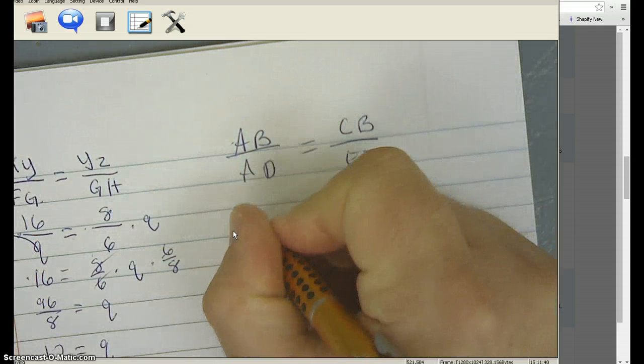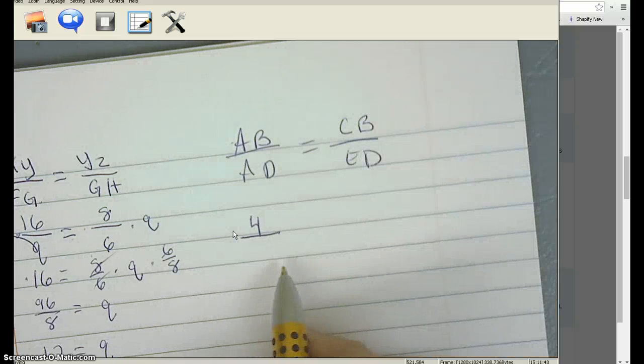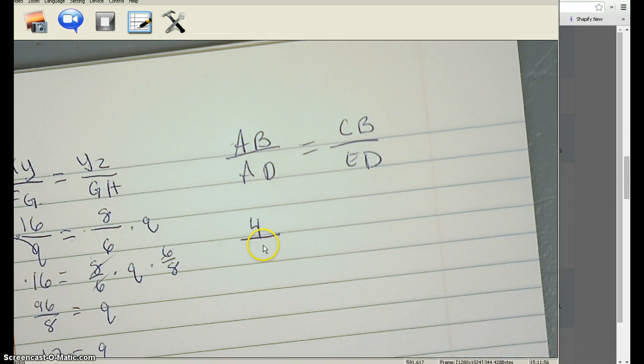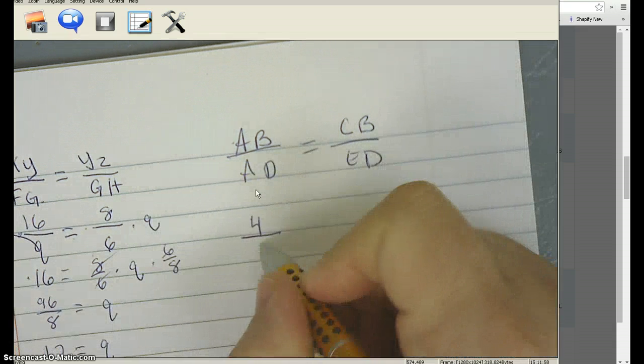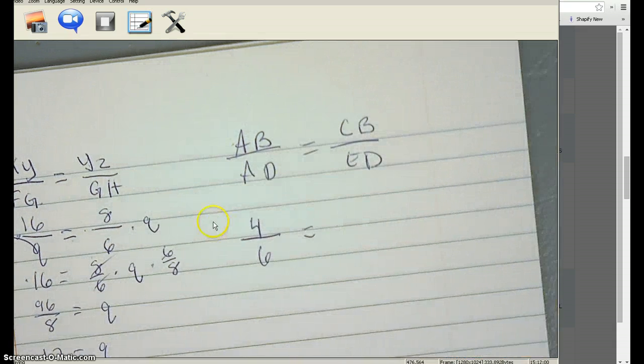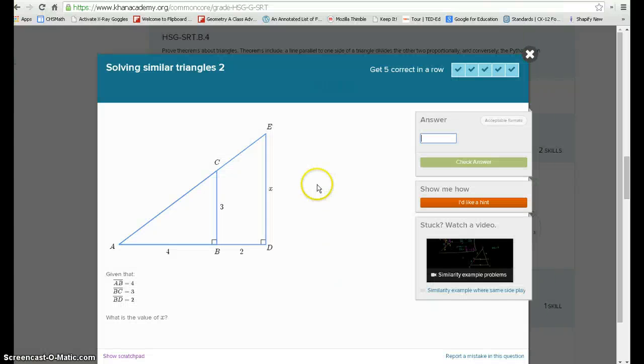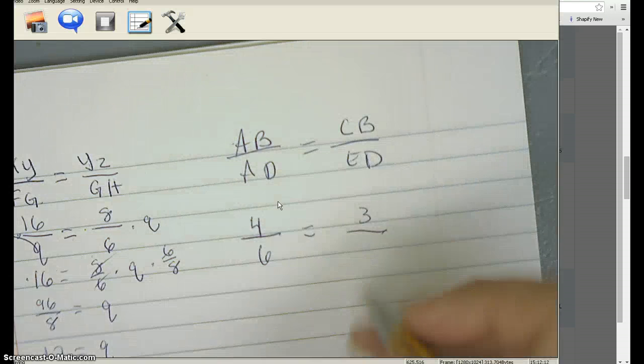So this is where you have to be a little bit careful, because a lot of times kids will say, what's the measure of AD? And they'll say 2. That's not true, right? It is 4 plus 2. So AD is the full length, all of this plus that. So that is 6. So we put 4 over 6 is equal to CB, which measures 3, over DE, which measures X, so 3 over X.